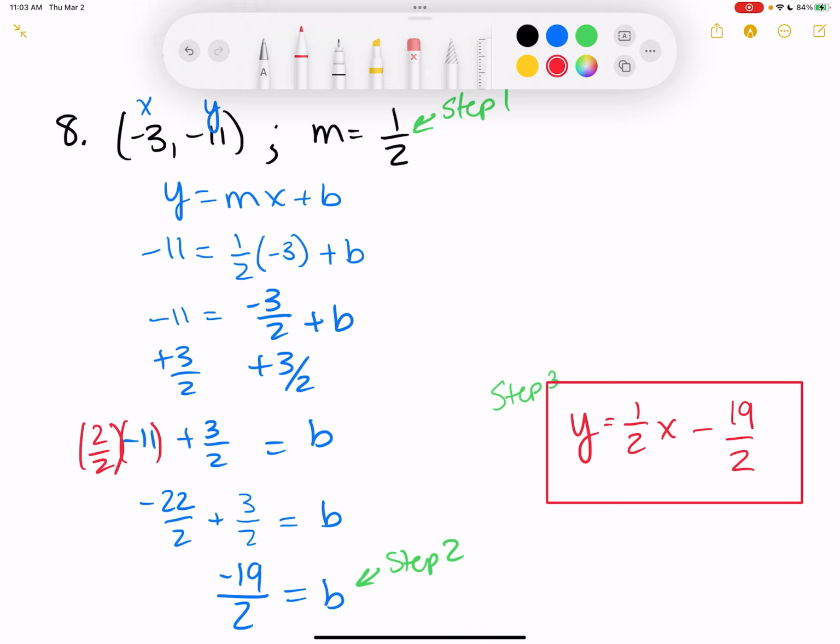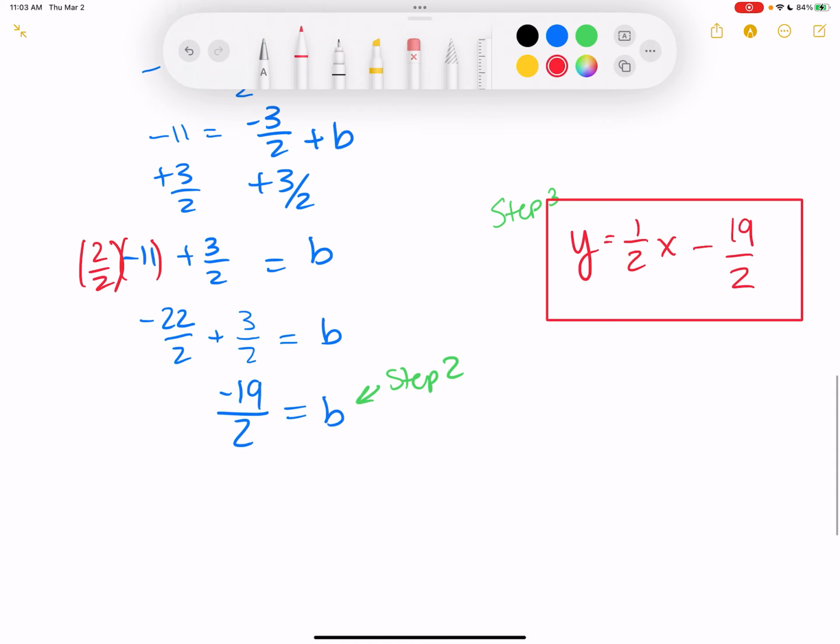All right, I'm going to do one of the ones that we have to find the slope, number 12. Try to get through this one before I leave. So 3, 2, and then 4, 9. So we need to use the slope formula to find slope first.